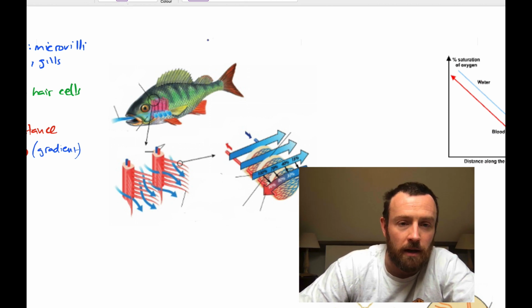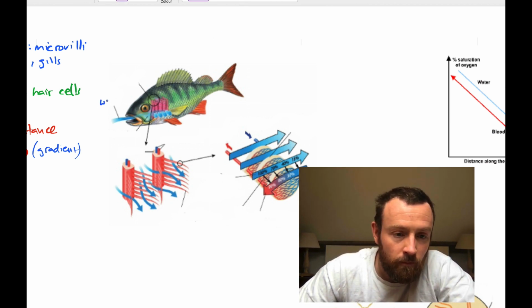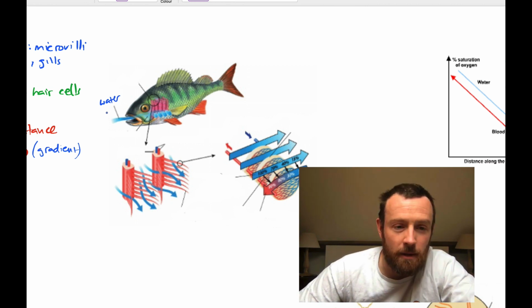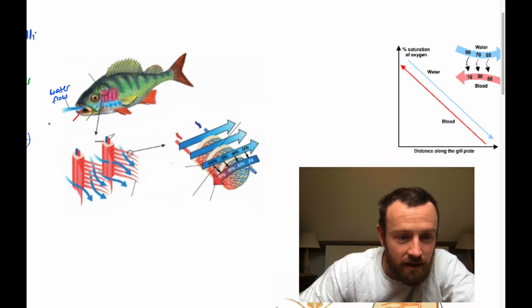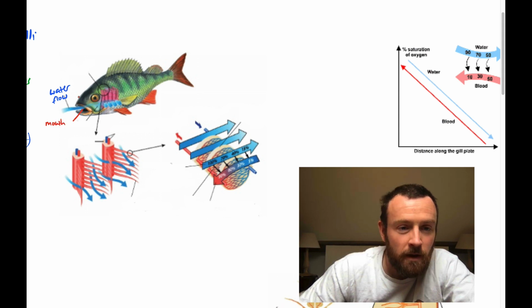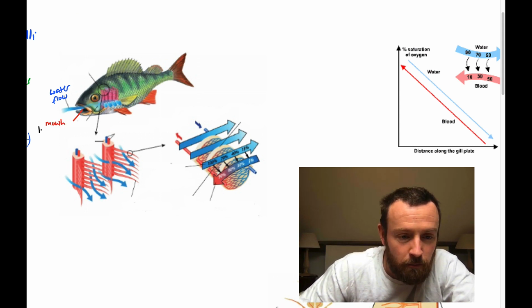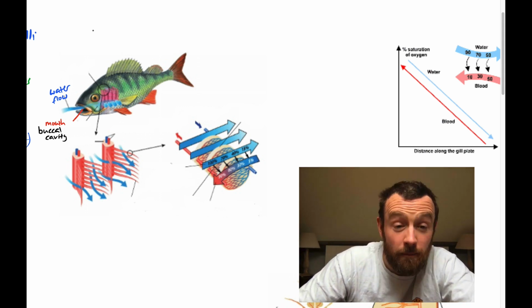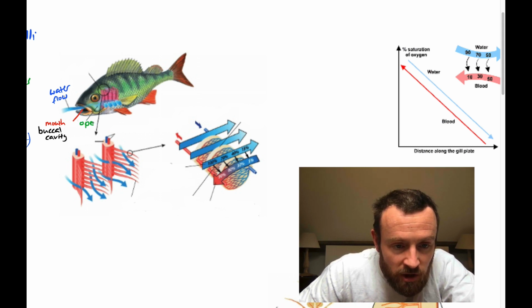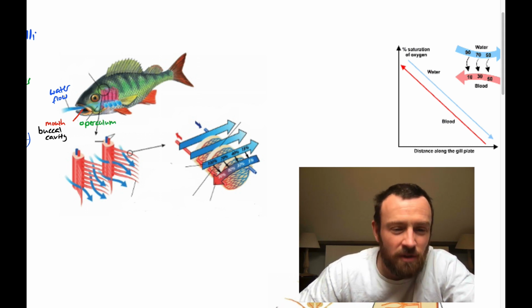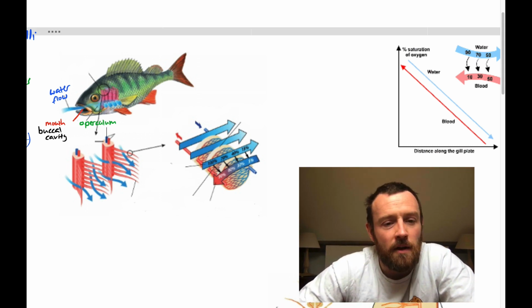Okay, so, right, let's go. Water entering the mouth, so that's water flow. And then here, this is the mouth, not labeled on your diagram, and let's label it here. So that is the mouth, and sometimes that is called the buccal cavity. And then this here is called the operculum, which is the outer covering which covers the gills. It's kind of like the cheek of the fish, I suppose. And that covers the gills.